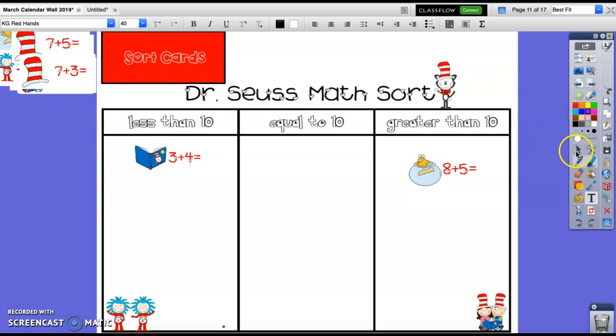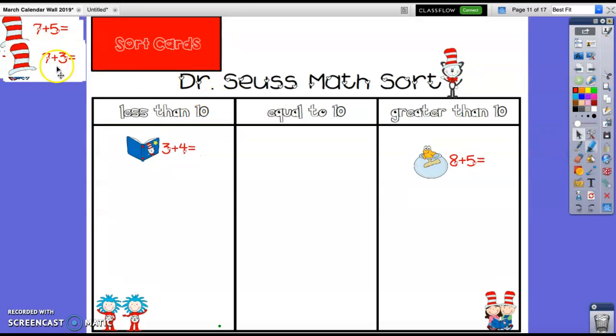Remember that we have our sort cards, and so we're going to pull this number over today. It's either going to be less than 10, equal to 10, or greater than 10. If it's less than 10, it's a number that comes before 10. If it's greater than 10, it comes after. And if it's equal to 10, it's going to be the number 10.